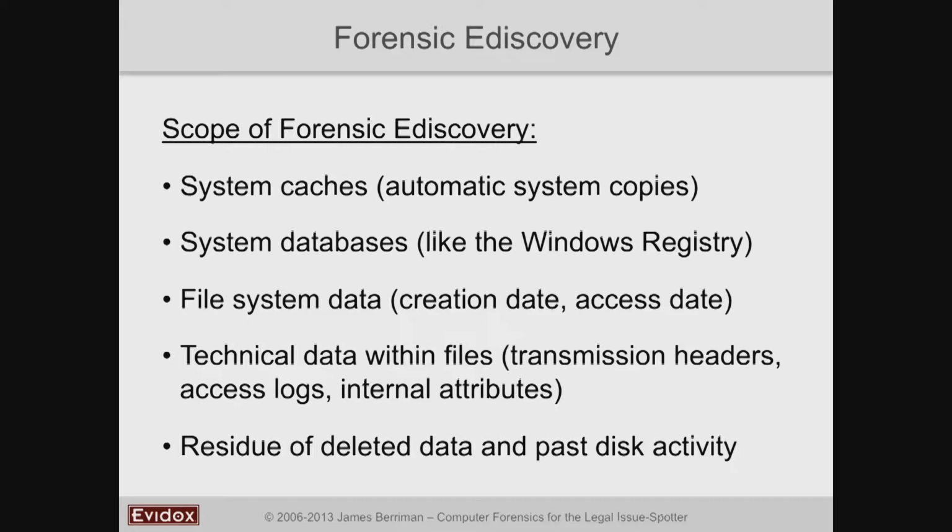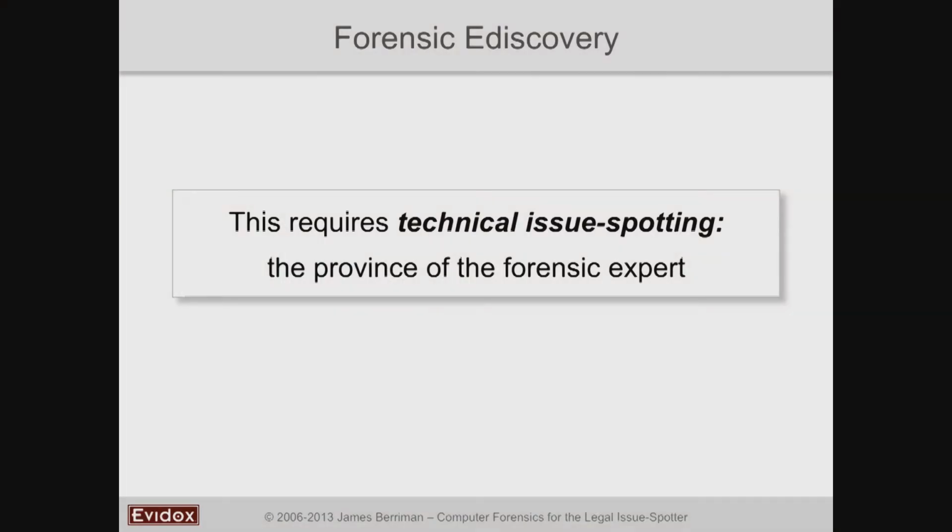And then technical data within files. So for instance, if you look at email headers, you can sometimes see the travel history of a document, an email that came to you through your email system. And then you can look at the residue of past disk activity, deleted files, things like that. So in forensic e-discovery, not looking at the face of the document, looking at all of these technical clues in the environment where the documents lived. So now this is a different kind of issue spotting. This requires not legal issue spotting, it requires technical issue spotting. And this requires someone who has the technical expertise to make those assessments.